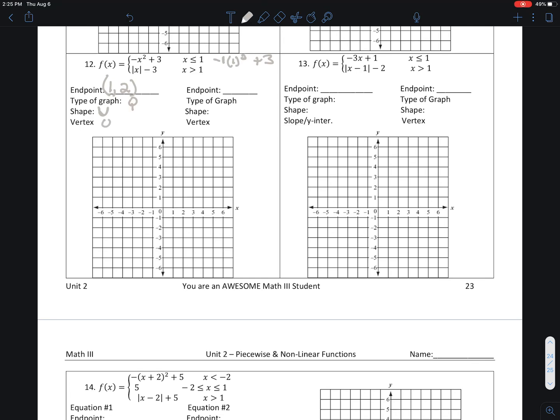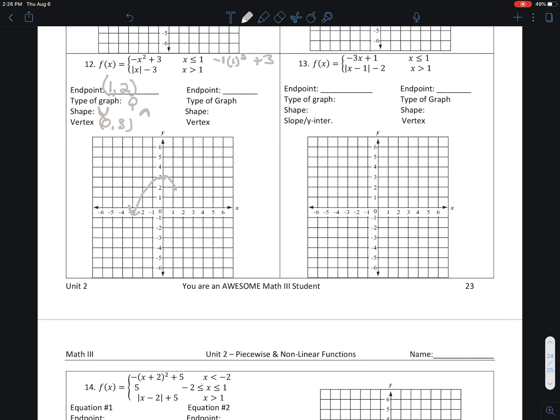The type of graph, this is a quadratic. So its shape is going to be U-shape or parabola, and its vertex is at 0, 3. Okay? So our vertex is at x equals 0 and 3. Our endpoint is 1, 2. And we know that it's upside down, so actually it's an upside down parabola. So since our endpoint is at 1, 2, and I have forgotten how to graph a point. All right, it's at 1, 2.